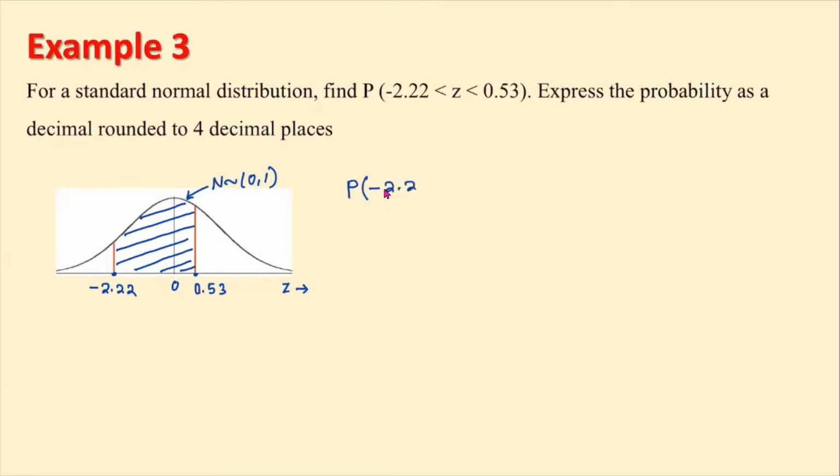So that is where we start. The probability that Z is between negative 2.22 and 0.53 is equal to normal CDF, lower boundary for the area, negative 2.22, upper boundary for the area, 0.53, mean in this case is 0, standard deviation is 1. Now we are going to type this in the TI-84 calculator to get the result.